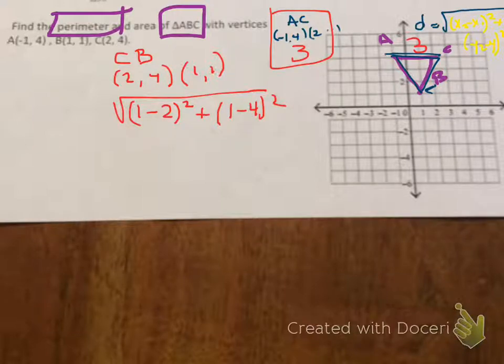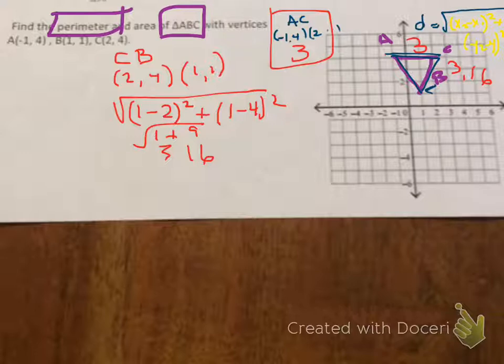And I'm just going to plug that through my calculator. This is going to be a -1 squared, which is 1. This is going to be a -3 squared, which is 9. So that's going to be the square root of 10. And I was going to get a decimal number for that. So the square root of 10 is like 3.16. So 3.16 is from B to C. So we're coming over here with 3.16.